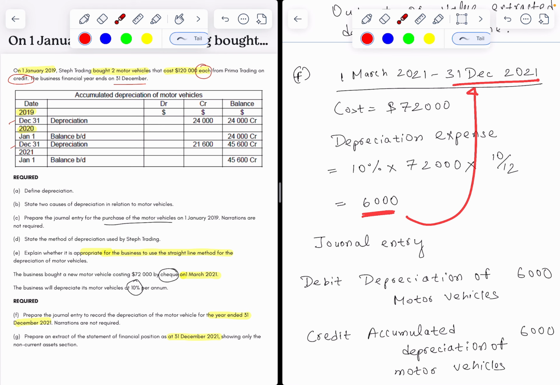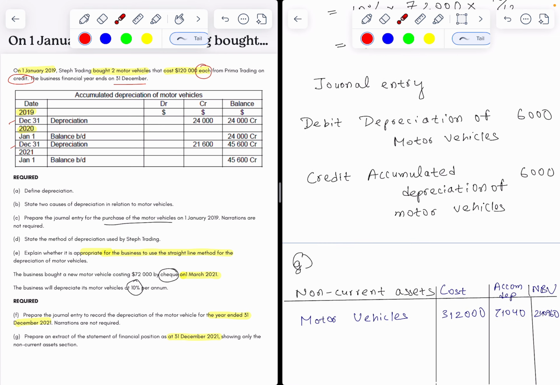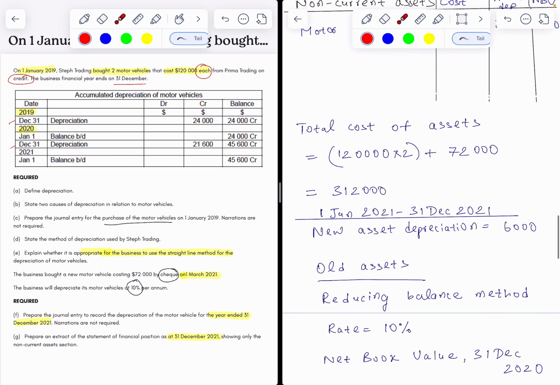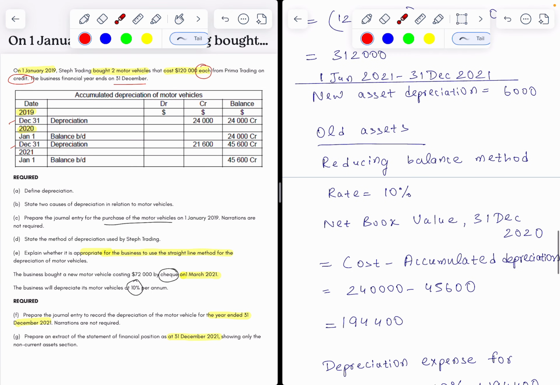All right. Okay. Now, the question is asking us to record the depreciation of the motor vehicles for the year ended 31 December 2021. So when you read this, you have to assume that you have to record the depreciation for all the assets, which includes the new assets and the old assets, okay? Now, let's look into some extra calculations. So between the 1st of January 2021 and 31st of December 2021, the new asset which we bought had a depreciation of $6,000, which we have just calculated, right? Now, let's look into the old assets.